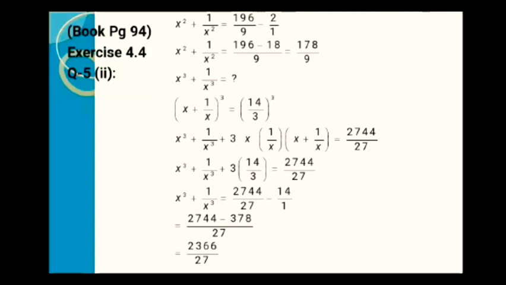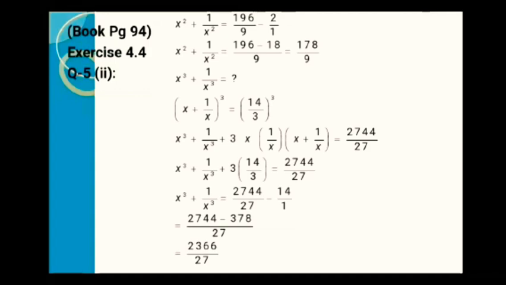So we will utilize here x cube plus 1 over x cube plus 3 x multiplied by 1 over x, and x plus 1 over x will be multiplied as a whole. X and 1 over x will be cancelled, and we are having a value of x plus 1 over x. We will substitute here, which is 14 over 3. You can observe 3 and 3 will be cancelled on the left side, and on the right side you will take 14 cube individually and then the 3 cube, which is 2744 divided by 27.